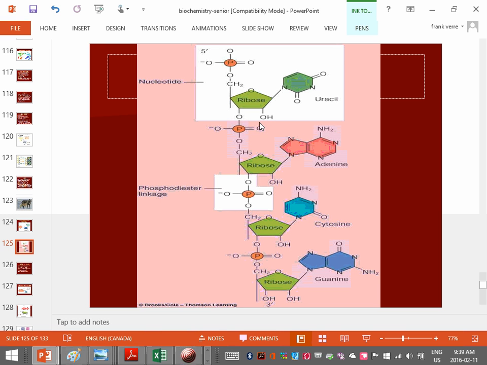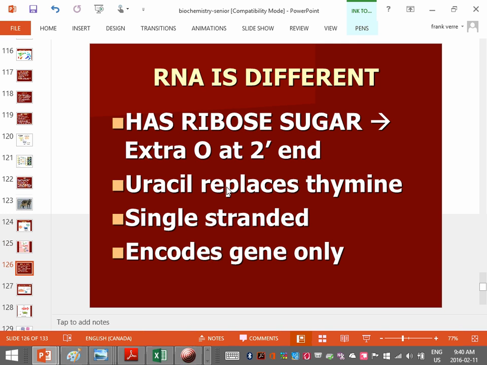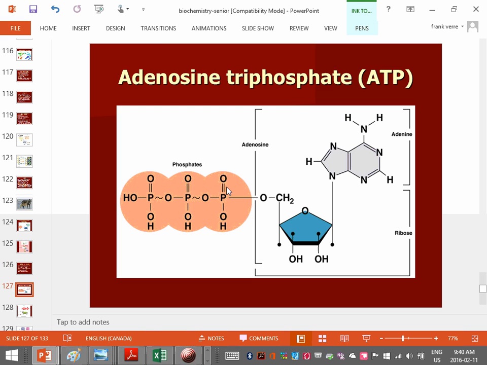You can see it. The other difference is that instead of the letter T, you'll notice there is no T here. It's U, so U replaces T. And a third difference is that RNA is typically single-stranded, whereas DNA is double-stranded. So here are some of the differences: an extra O, there is no thymine, and it's single-stranded. And the fourth thing is that RNA usually has the genes, and we'll explore that in more detail when we get to genetics.